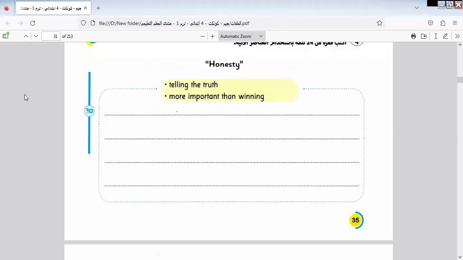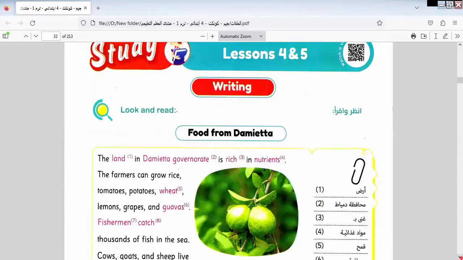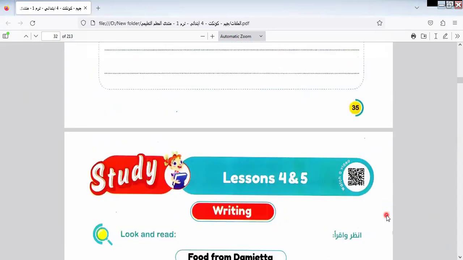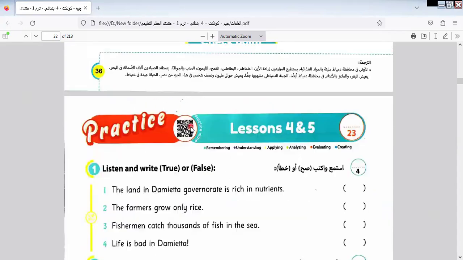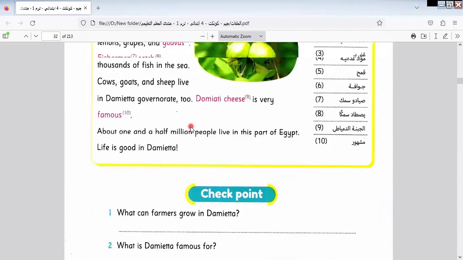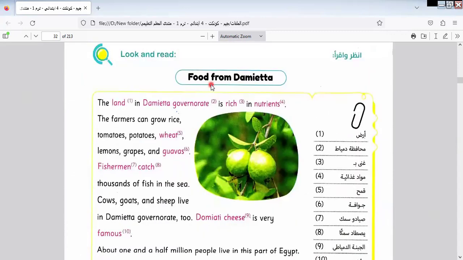Let's go to lessons 3, 4, and 5. I will give you some of them, and next class we will explain. Here we have writing: food from Damyat. The land in Damyat governorate is rich in nutrients. So here we have Damyat governorate, nutrients.